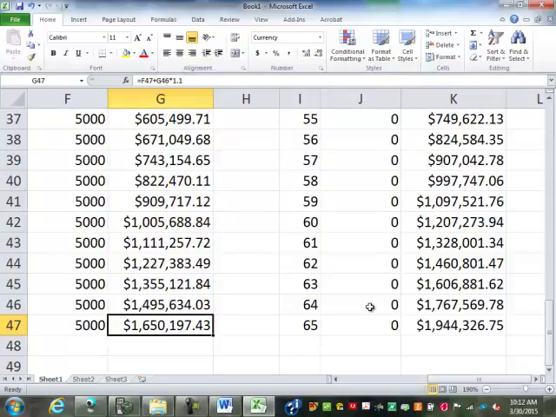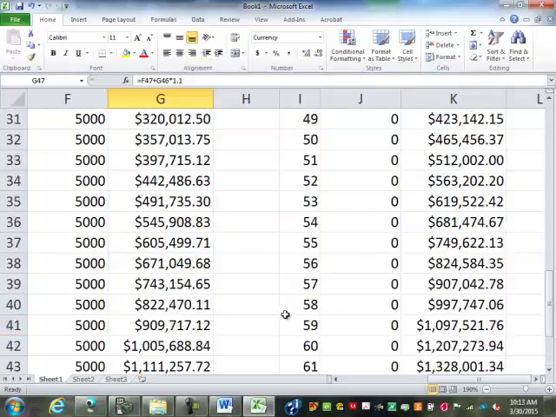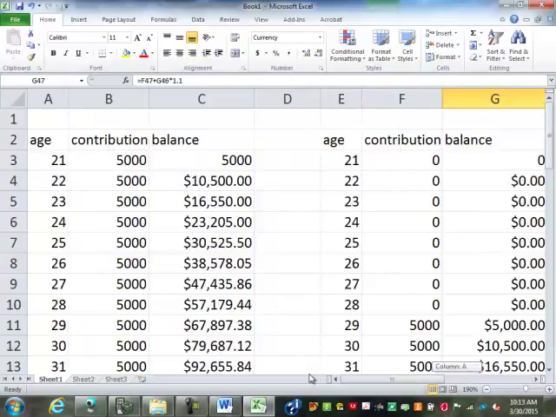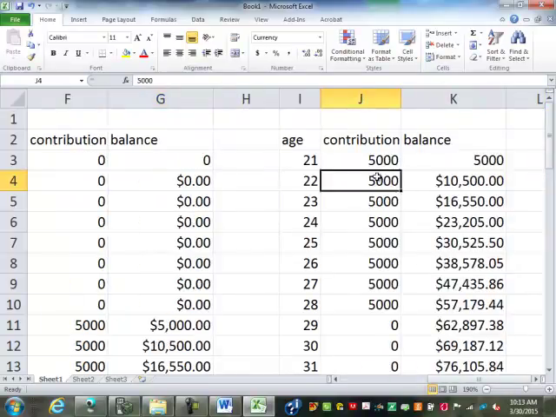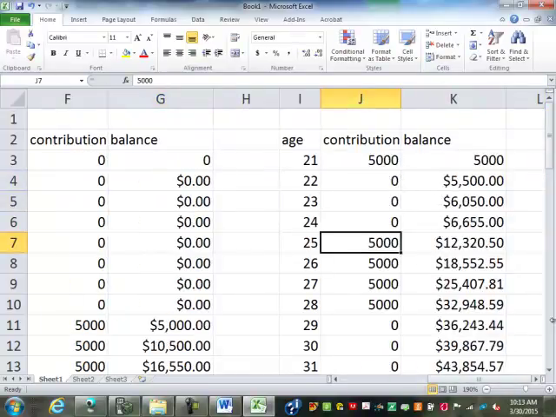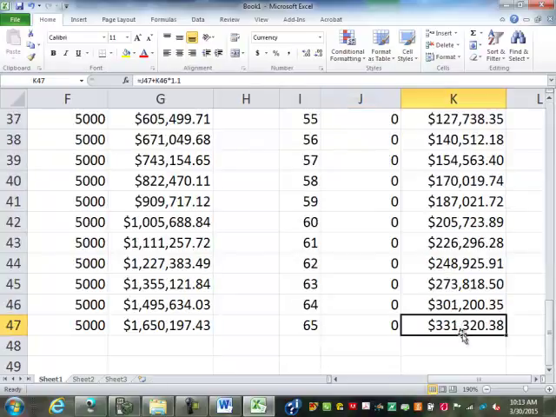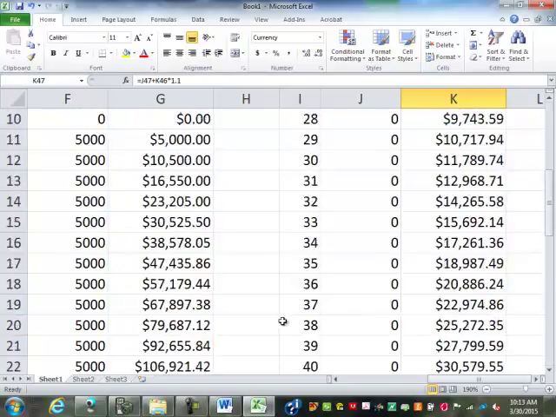I don't get how that works. Just because they're younger? It's the compound interest. This first $5,000, as we saw, let me do it over here easier. That first $5,000 is worth $331,000 in your retirement account.